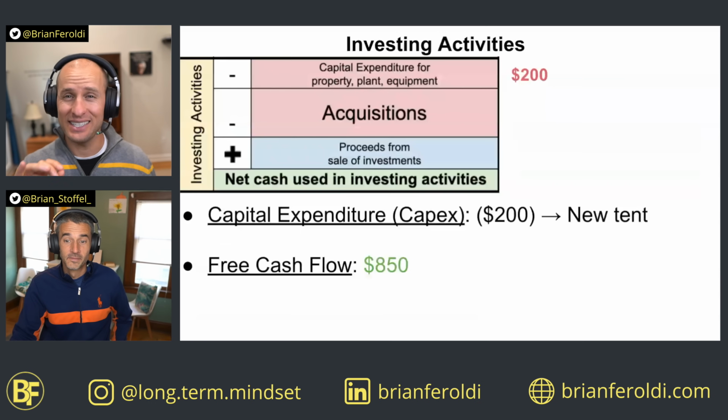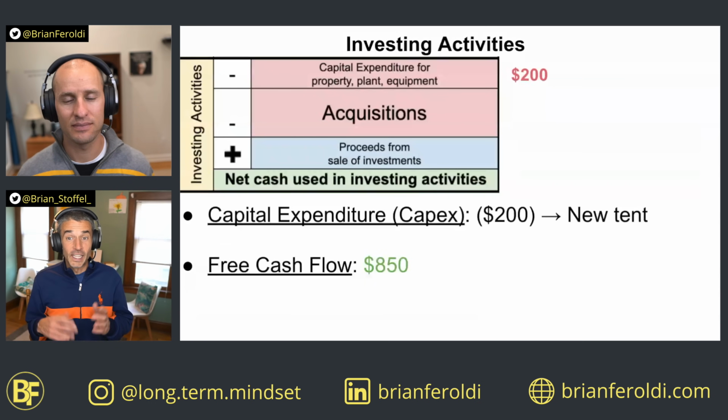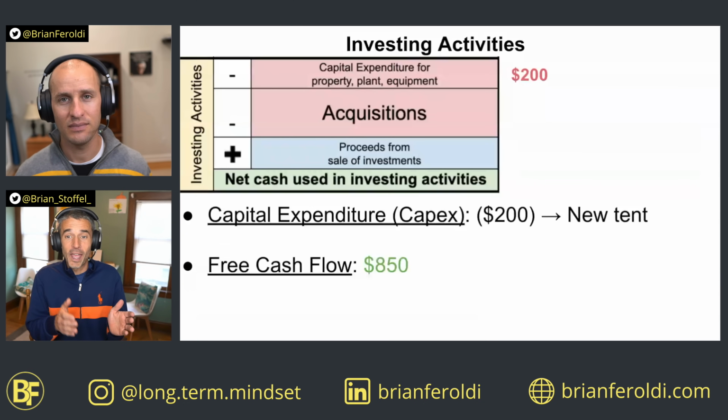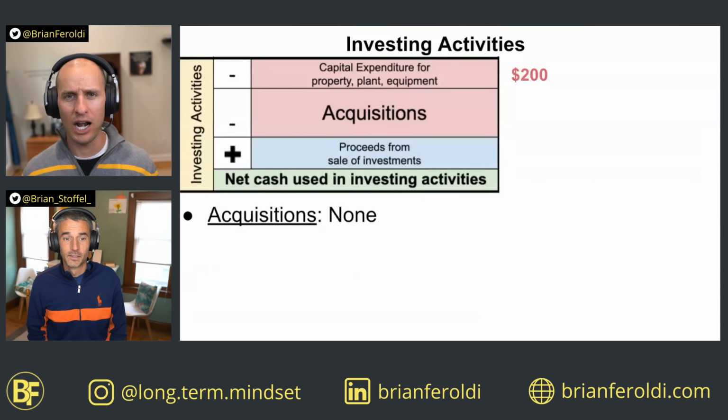That's only about 60% of the $1,500 in net income that you reported. That's correct. And it really highlights how important it is to look at both the net income and the cash flow statement. All right, let's keep moving on.